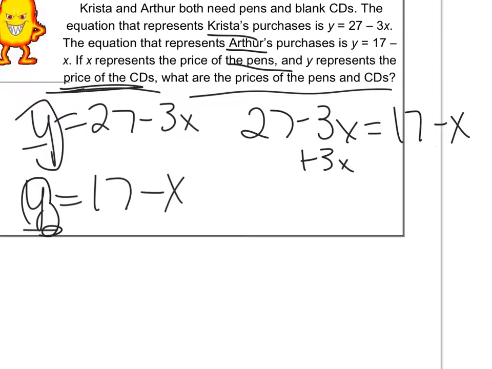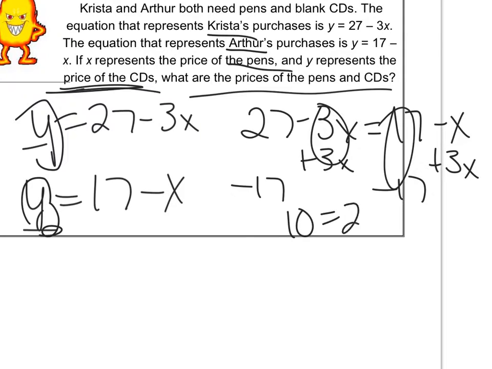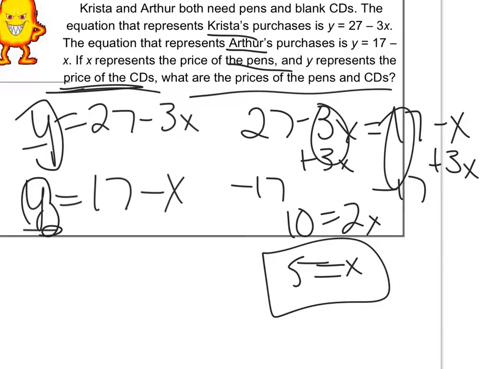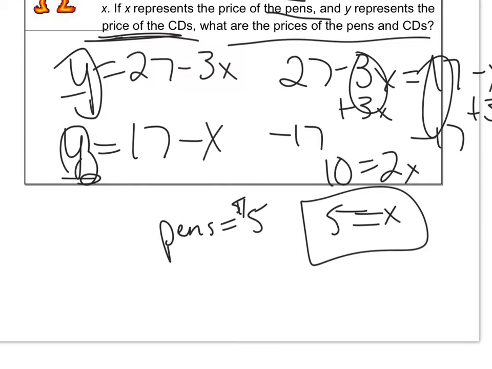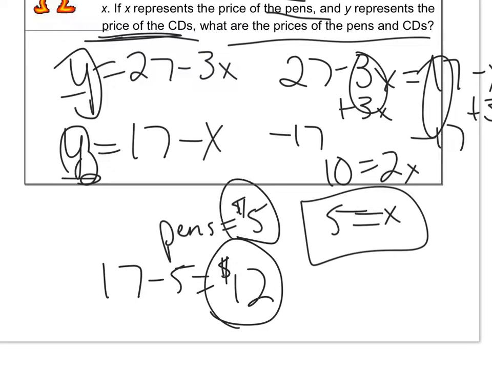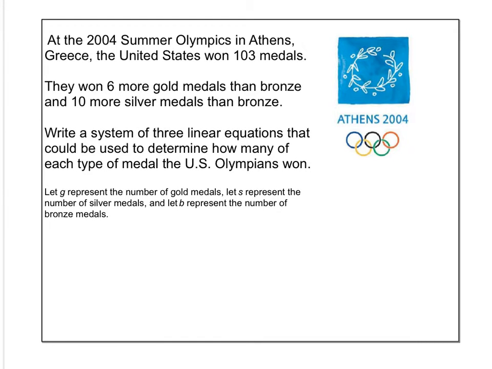So now it's just old school algebra, doing the opposite of what's there. Add 3x, subtract 17, that's 0, that's 0. 10 equals 2x, so x equals 5. So x equals 5, that means that the pens are $5. So y then is going to be 17 minus 5, so that's going to be $12. So the CDs are 12, the pens are 5, there's my answer. So just setting them equal to each other. So now let's take a look here.